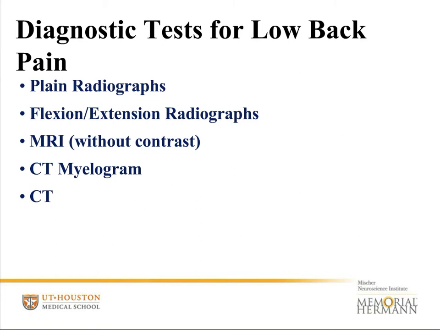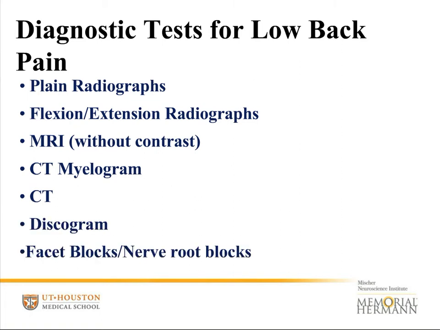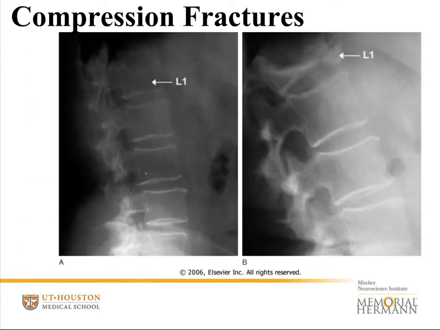CT myelogram or CT scan, which actually shows the bones very well. A myelogram is something we do if you had previous surgery, so we can try to distinguish things such as scar tissue and herniated disc and the position of the nerve roots. A discogram and facet blocks and nerve root blocks, which you get from the pain management specialist, can also help us to identify exactly which nerve or which joint is causing your pain.